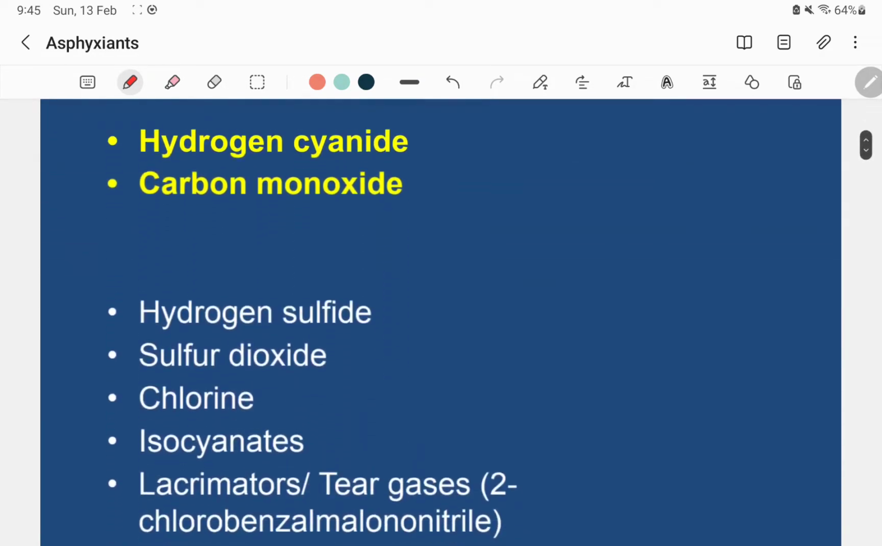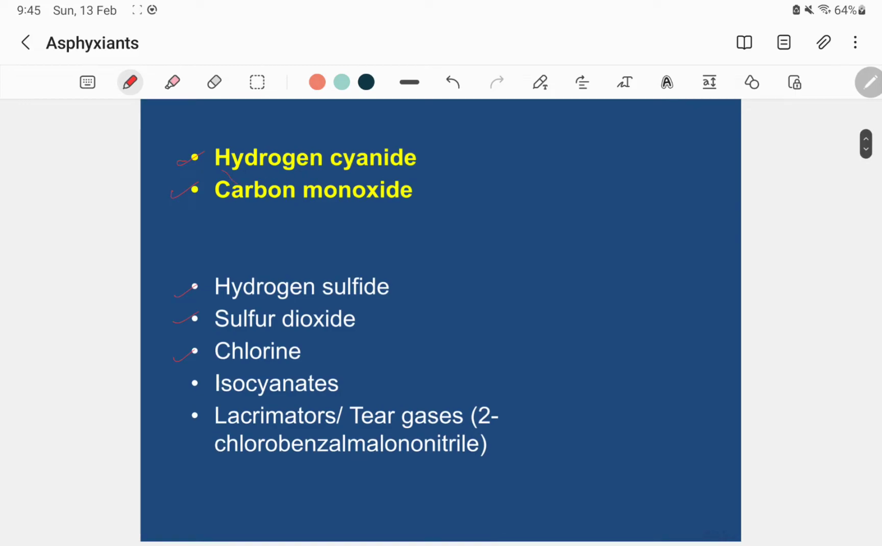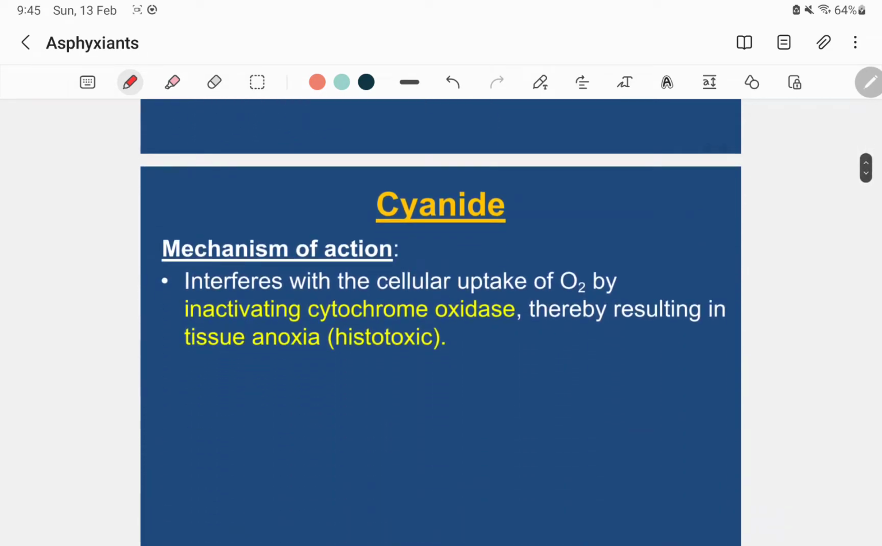Here are some examples: hydrogen cyanide, carbon monoxide, hydrogen sulfide, sulfur dioxide, chlorine, and tear gases. Tear gas is known as 2-chlorobenzyl malononitrile. That's an important thing.